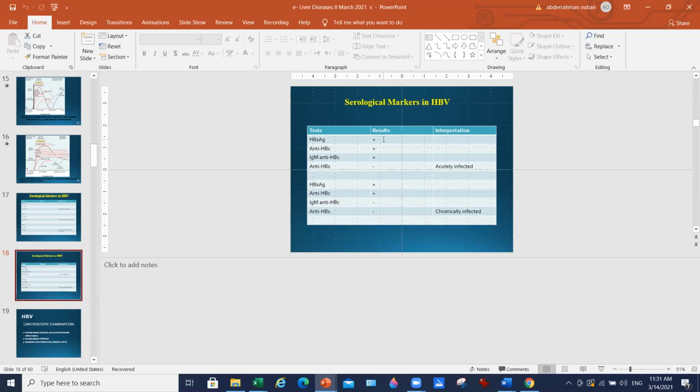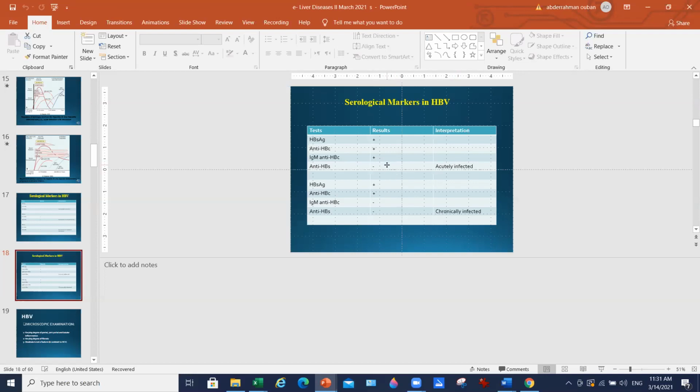So you do the IgM. If the IgM is positive, then you know that this is a recent core antibody to the hepatitis virus. Then you look at the surface antibody. The surface antibody is negative, so you are simply in the window period, while the surface antigen is still positive but the surface antibody has not developed yet. And the IgM to the core is positive. Clearly, you are in the acute phase of the infection. So this is acutely infected.